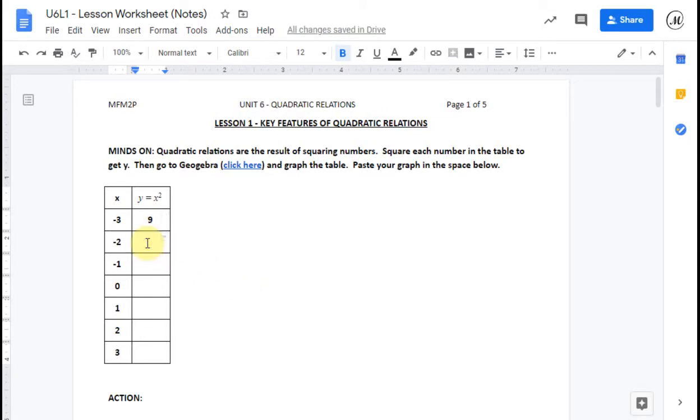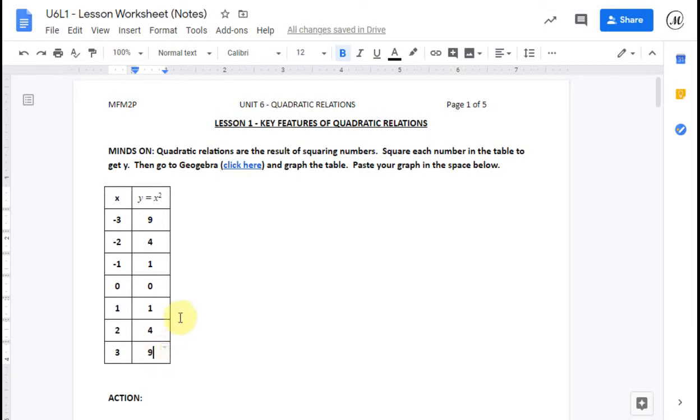Minus 2 squared is 4. Minus 1 squared is 1. 0 squared is 0. 1 squared is 1. 2 squared is 4. And 3 squared is 9.